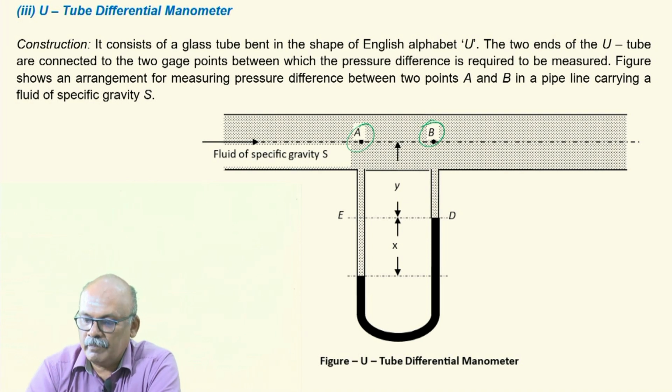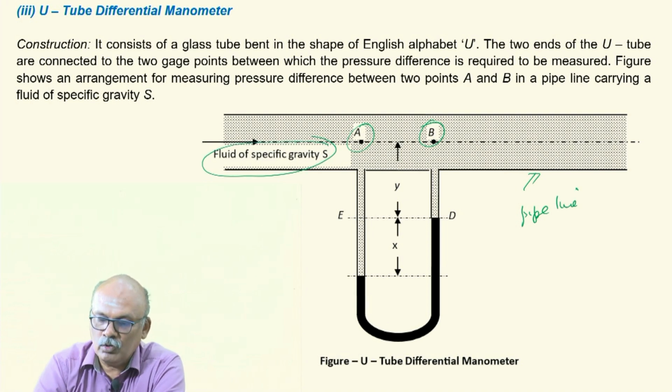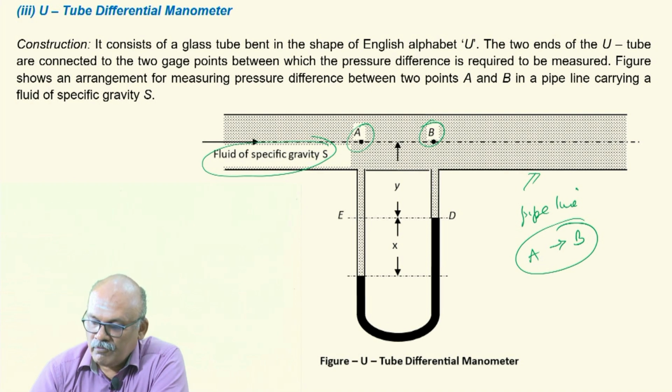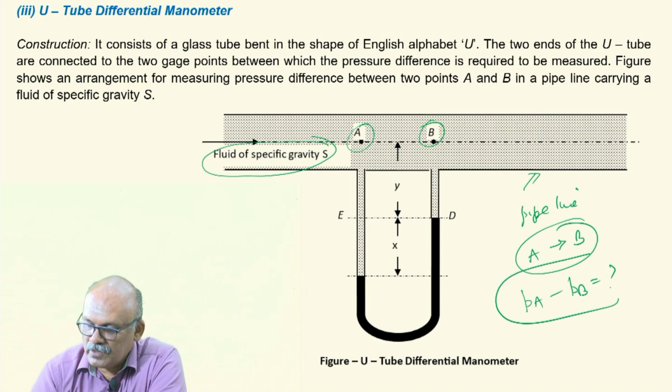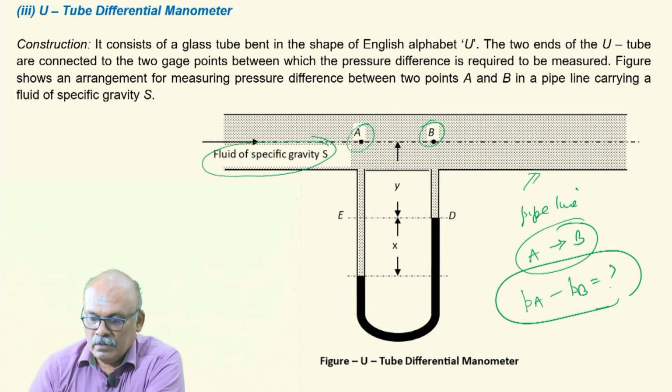Again is a pipeline which is conveying a fluid of specific gravity S, say from A to B. The flow direction is from A to B. So A and B are the gauge points. It is required to find the pressure difference, that is PA minus PB is required. This is what is required to be measured. So this is the manometric liquid.